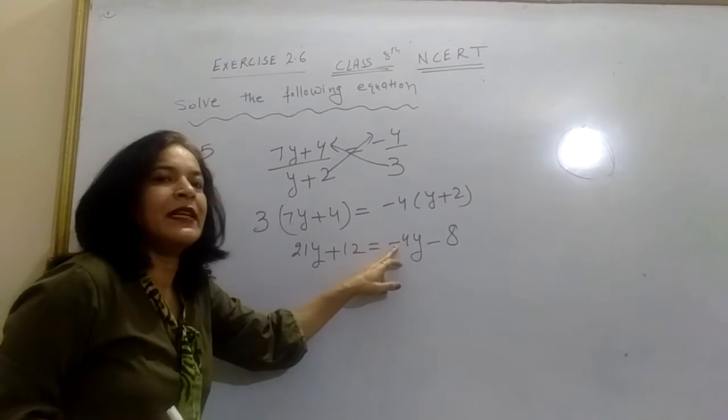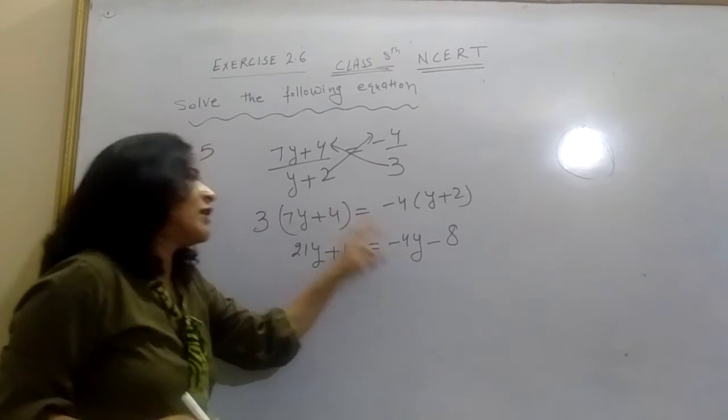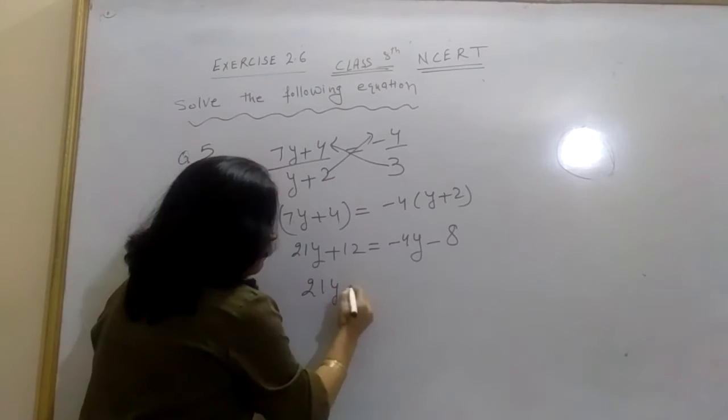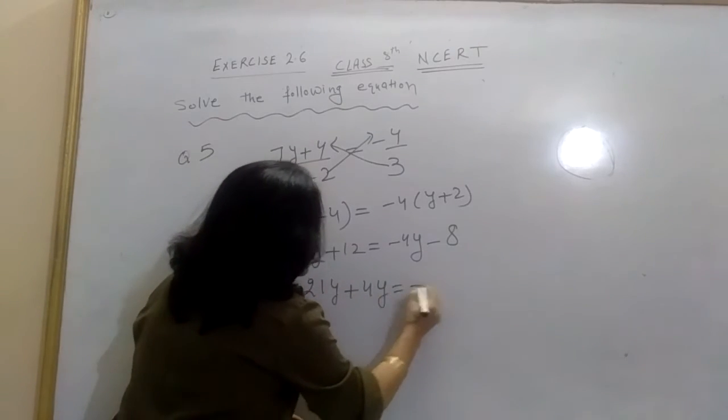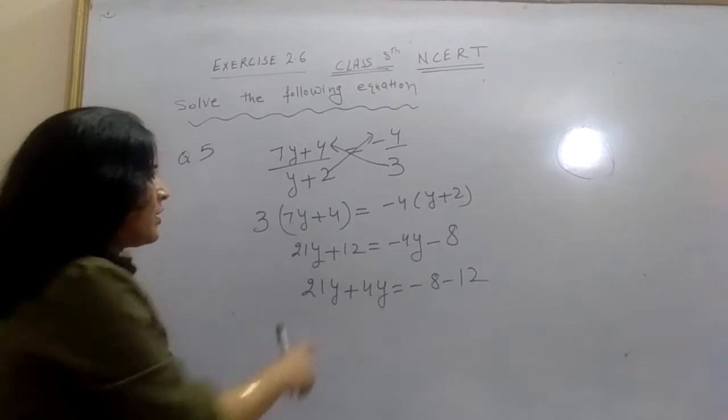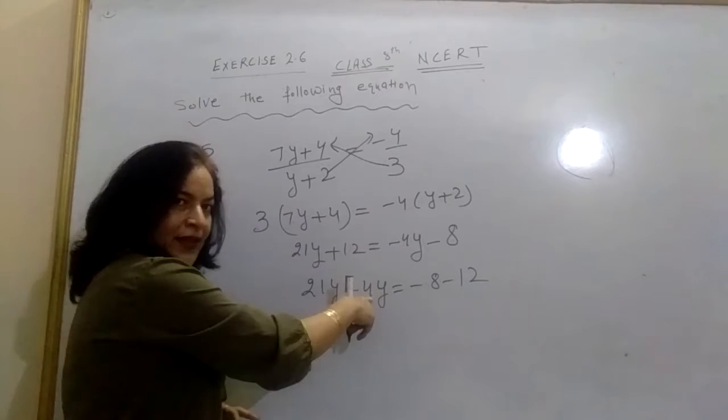It's with minus sign here. When we transfer this term to the left hand side, the sign will change. So 21y plus 4y is equal to minus 8 minus 12. 21y plus 4y? Yes.